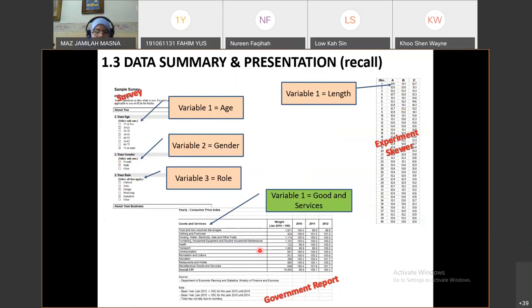And what about the government report, or the data set that you have chosen for your project one? For example, we are talking about goods and services. This is your variable. There will be a few items under goods and services: 1, 2, 3, up to 11, until miscellaneous goods and services. You have altogether 11 items under your variable goods and services. If you wish to choose years as a variable, which usually is not the case, just keep the information according to the years in your data set. So you can have only one variable for this government report. Do you have any questions, class? Any question?